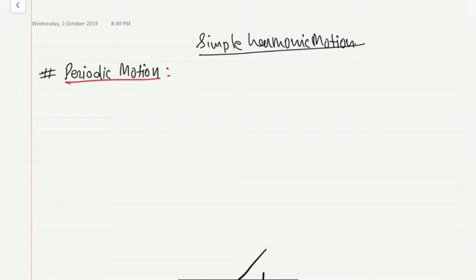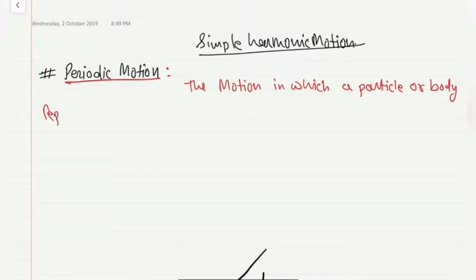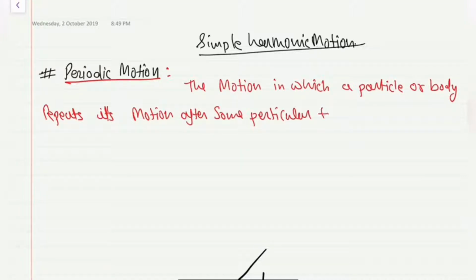In periodic motion, the motion in which a particle or body repeats its motion after some particular time is called periodic motion.